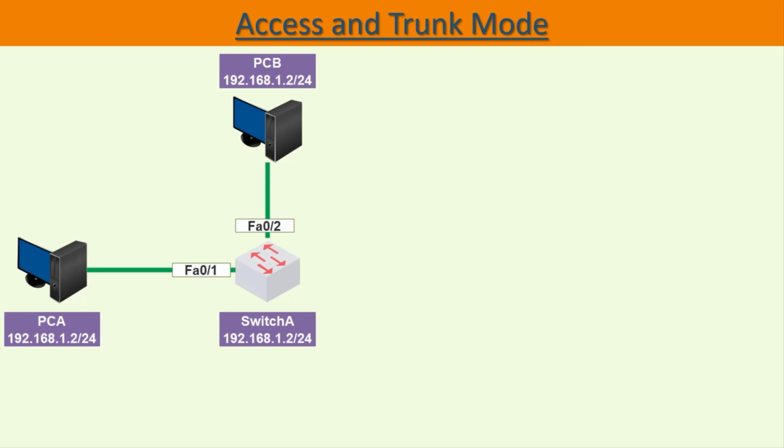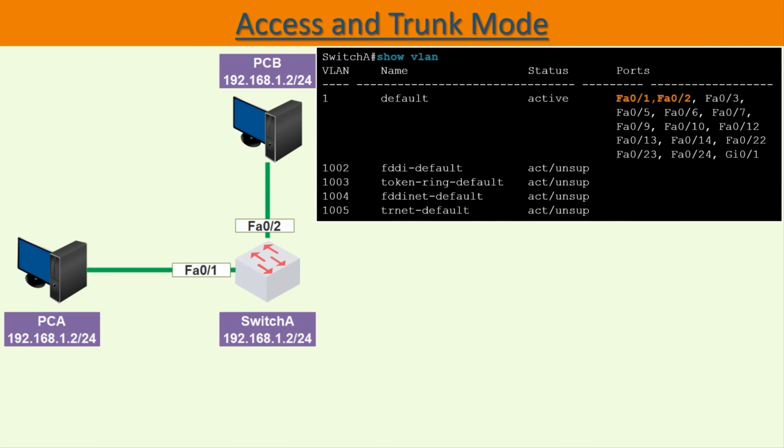In this topology, we have two PCs that are simply connected to a switch. We will start by analyzing the configuration of the VLAN, making a show vlan on switch A. VLAN 1 is the default VLAN, and you see all the active interfaces assigned to it.